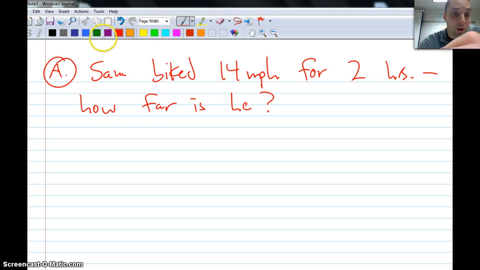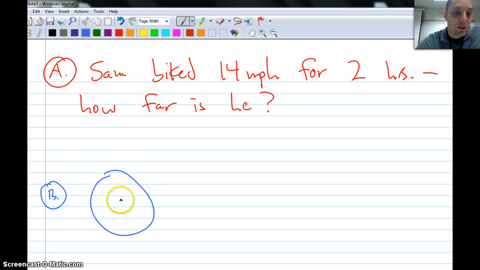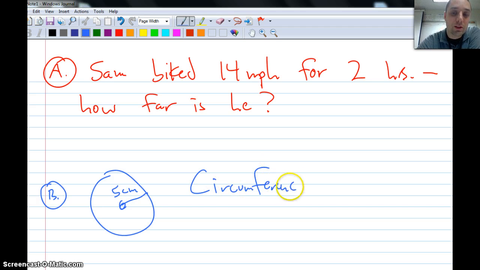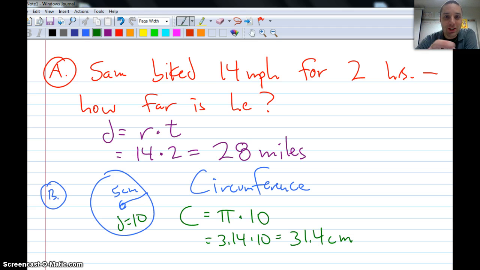Second question I want you to do, we're going to label it part B. I only want you to find the circumference for that circle right there. I won't say anything else other than copy that down and find the circumference. All right, pause the video, work on those two things. All right, let's check in and see how you did.